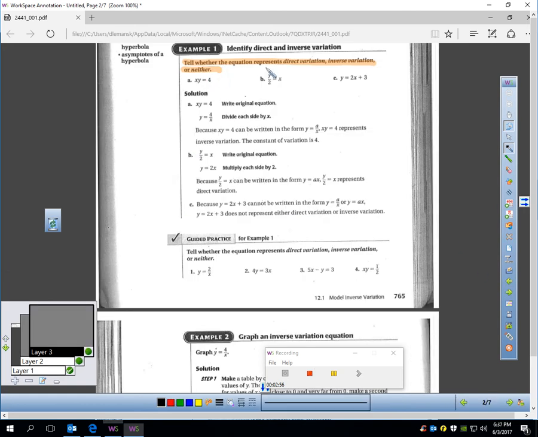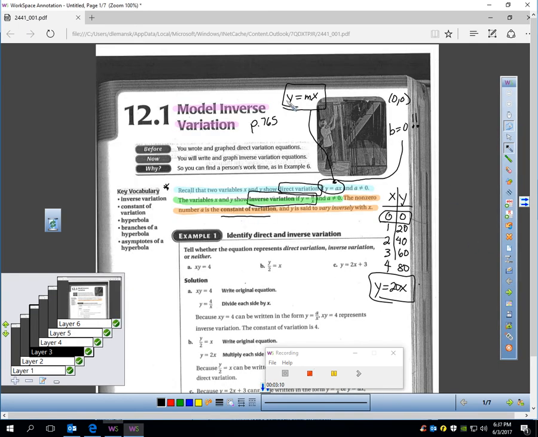Tell whether the equations below directly vary, inversely vary, or neither. Okay, so what I need to do is rewrite each of these equations. You notice I have one equation form, y equals mx or y equals ax, and the other equation form is y equals a over x. If I can write any of these in either of these forms, then I would be able to know if they directly vary or inversely vary.